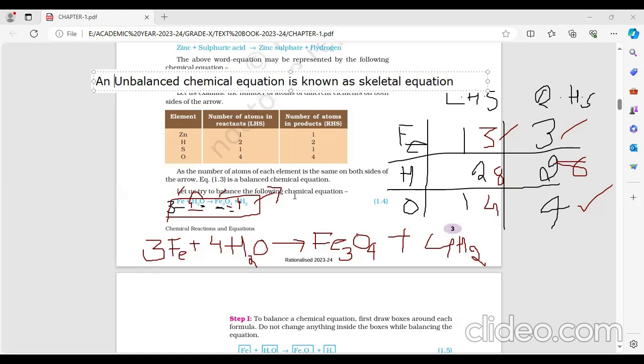So this is how we should balance it. One more easy method is also there, but it's not required now. So first, you should write all the elements. Then after that, the number of atoms on the left hand side and on the right hand side, and try to balance the chemical reaction.